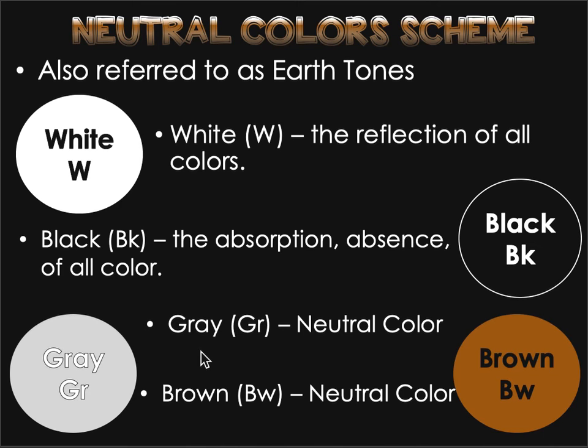And you know, this up here on the board or on the screen, you'll see the reflection of all colors. That's talking about science. So when you hear white, we're talking about the reflection of all colors. That's white light. In art, it's just white. Black, in science, would be the absorption or absence of all colors. Have you heard of a black hole? Because it's absorbed everything in, it sucked everything in. Gray, again, a neutral color, and brown, also a neutral color.